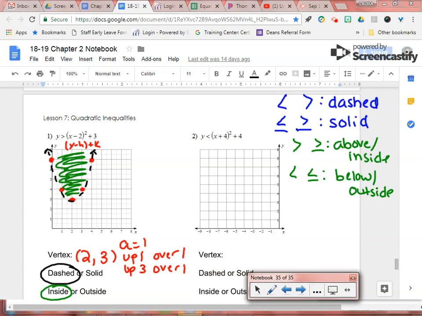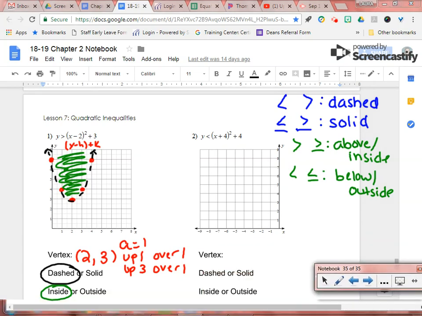All right, so let's look at the next one. Same thing, finding our vertex on this. It's opposite of inside, so negative 4, 4. So back 4, up 4. Your a value on this is equal to 1, so you're going to jump up 1 and over 1 in both directions, then up 1, 2, 3, and over 1. So then, dashed or solid, this is a less than sign, so it's going to be dashed.